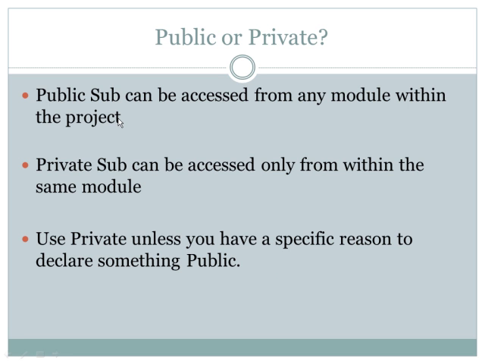Okay, so again, a public sub-procedure can be accessed from any module within the project, whereas a private sub can only be accessed within that same module. You should use private unless there is a specific reason to have something as public.